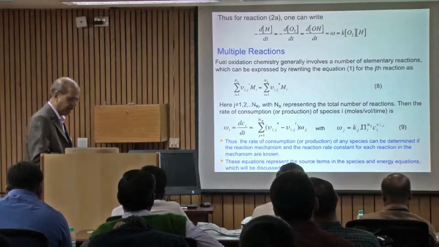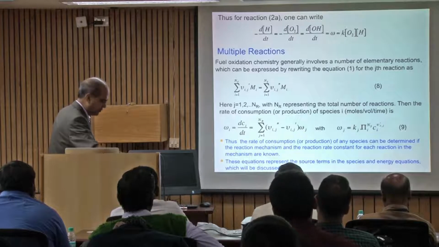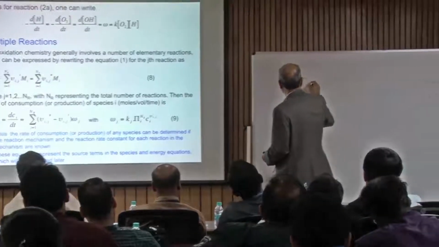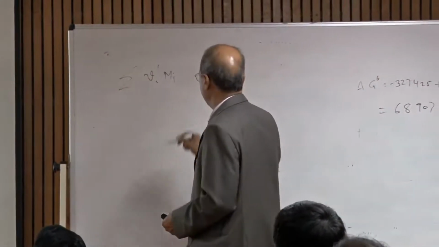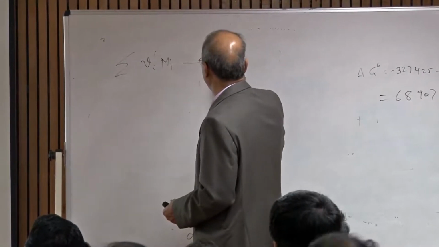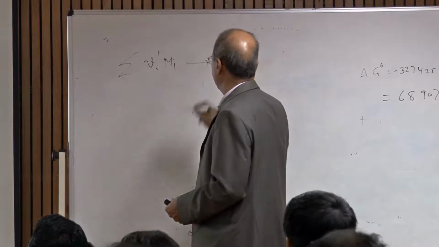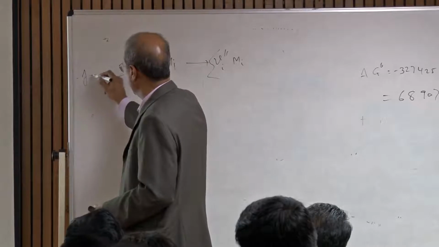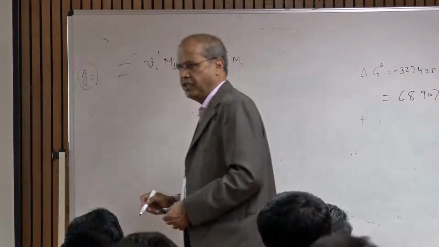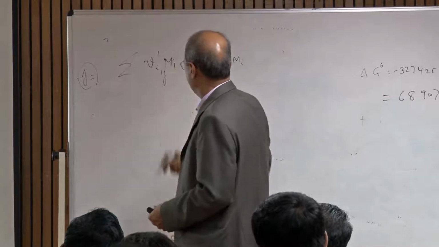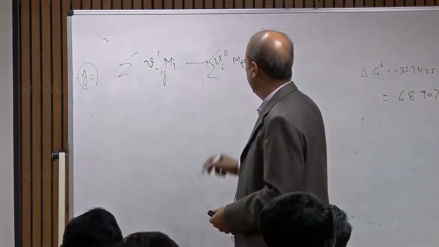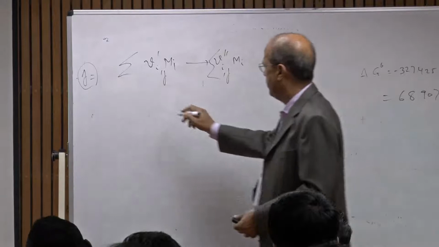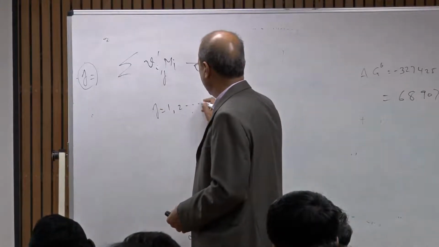So what I do now is add this j for the number of reactions. For one reaction you have the sum of nu_i prime M_i giving you the sum of nu_i double prime M_i. Correct? Now if you want to introduce the number of reactions, we use j. So for the jth reaction, you put j here and j here. That's all. So now j will be 1, 2, up to whatever the number of reactions is.